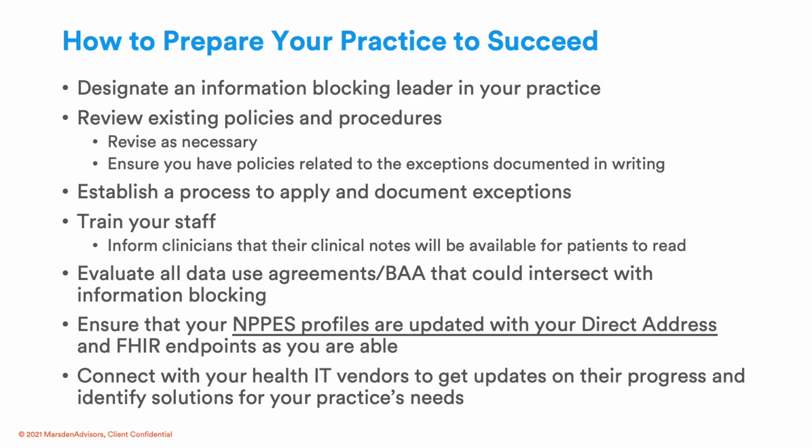To prepare your practice to succeed, we recommend, 1, designating an information blocking leader in your practice. If you're listening to this webinar, that might be you, but it could also be a health IT staff person or administrative staff. 2, review existing policies and procedures. You should revise these as necessary to make sure that they don't conflict with information blocking regulations. Also ensure that you have policies related to the exceptions documented in writing. 3, establish a process to apply and document exceptions. This is very important. As I've stated in the exception slides, concurrent documentation is important anytime an exception is applied.